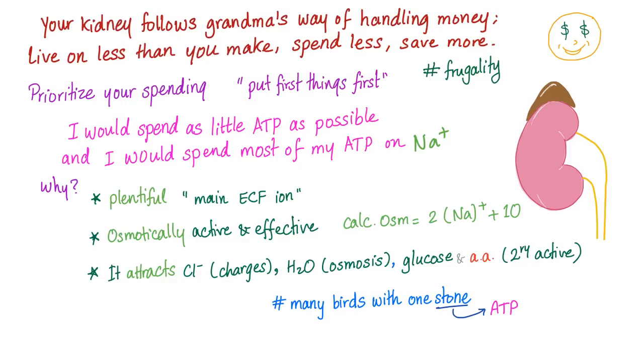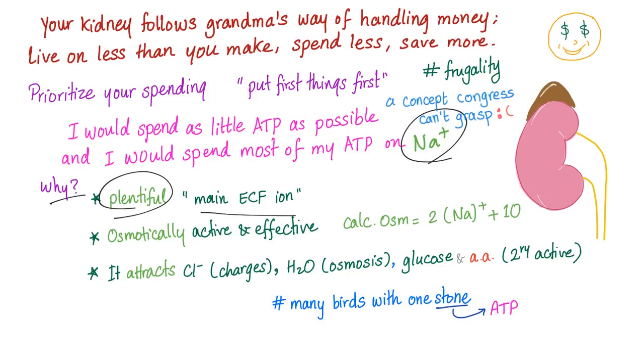I've talked about the mechanism of tubular transport in my video about the proximal convoluted tubule in this series, so please watch it. Your kidney is very old school, follows grandma's way of handling money. Live on less than you make, spend less, save more, prioritize your spending, put first things first. And the kidney listened to grandma's wisdom. I would spend as little ATP as possible, and when I spend it, most of my ATP will be spent on sodium. Why sodium? It's plentiful, it's the main ECF ion. It's osmotically active, we get it, and effective.